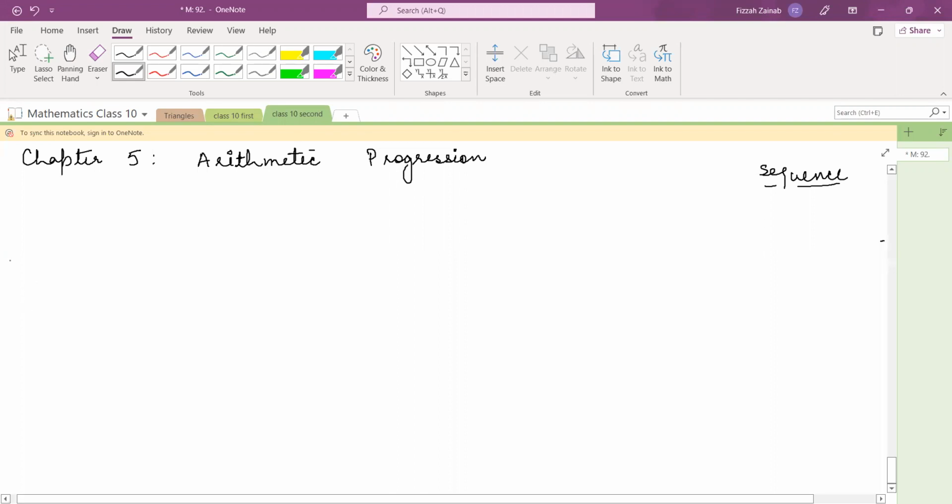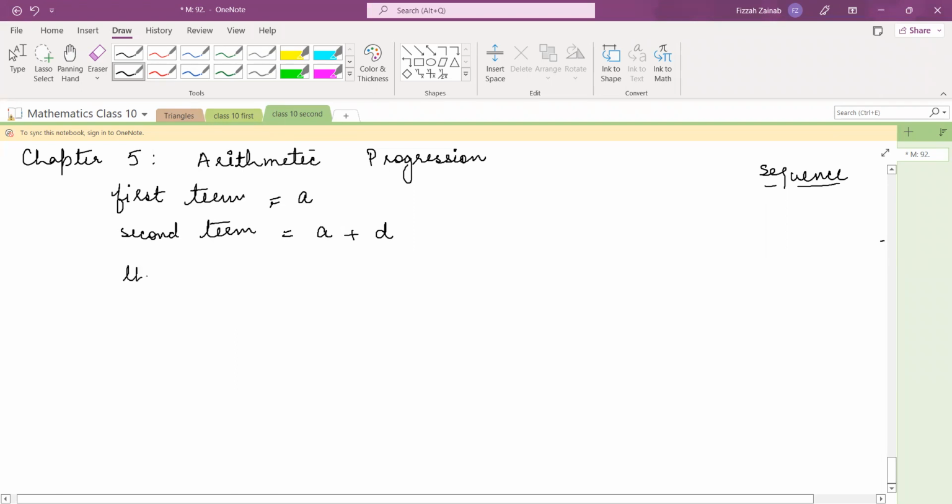Now, what is an AP? The rule followed is this: if the first term is denoted by a, then the second term is written like this. A certain number is added to each term, that is a plus d, where d is a number which I add.